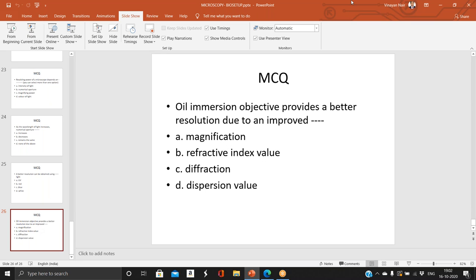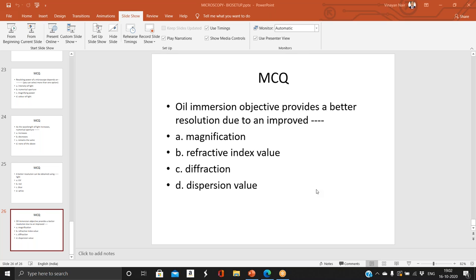And the last question for today. Oil immersion objective provides a better resolution due to an improved dash. Option A, magnification. Option B, refractive index value. Option C, diffraction. And option D, dispersion value. Yes, B, refractive index value.